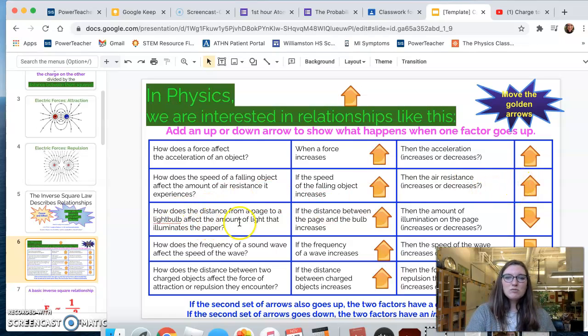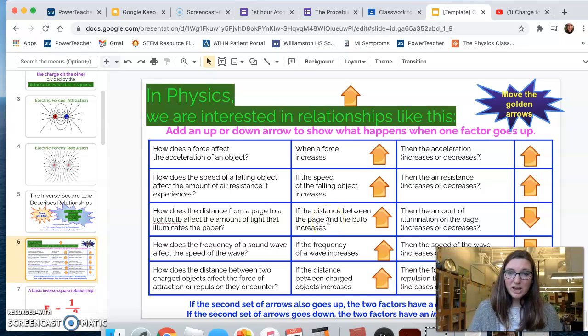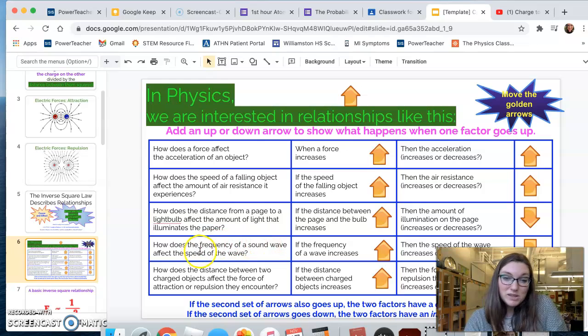How does the distance from a page to a light bulb affect the amount of light that illuminates the paper? This is one where if the distance between the bulb and the page increases, the illumination is going to decrease, right? There will be less light on that paper. How does the frequency of a sound wave affect the speed of a wave? That's a good question. If the frequency of a wave increases, then the speed of the wave, I believe, is going to decrease.